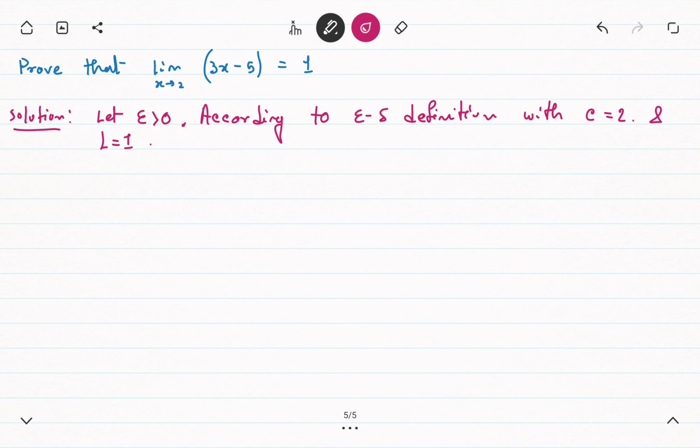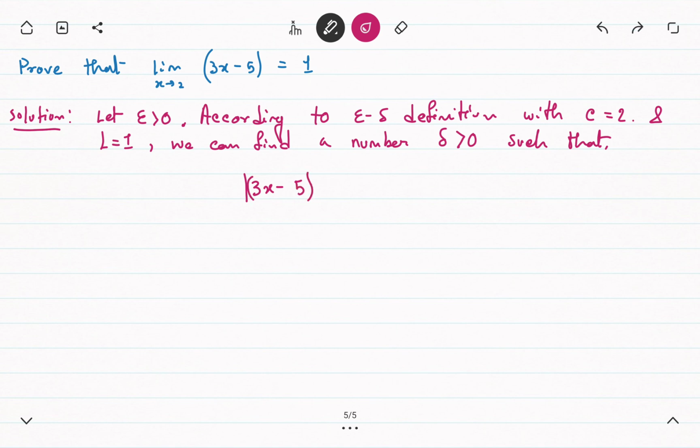find a number, that is delta, which is definitely positive and depends on epsilon, such that we write this 3x minus 5 minus 1, so 3x minus 5, and this is less than epsilon whenever this condition will follow.